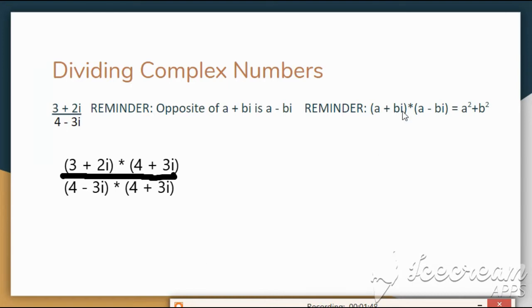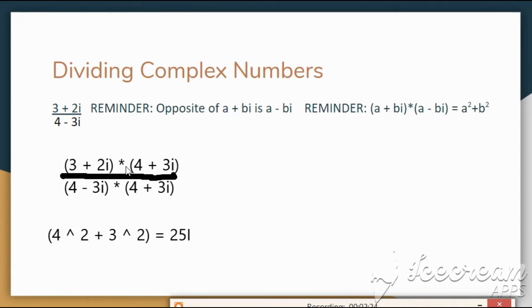As I stated previously, when we multiply opposites together, it's simply a squared plus b squared. So in this case, what we would have is just 4 squared plus 3 squared. And that's going to give us 25, because 4 squared is 16, 3 squared is 9, and 16 plus 9 is 25. So now let's look at the numerator.